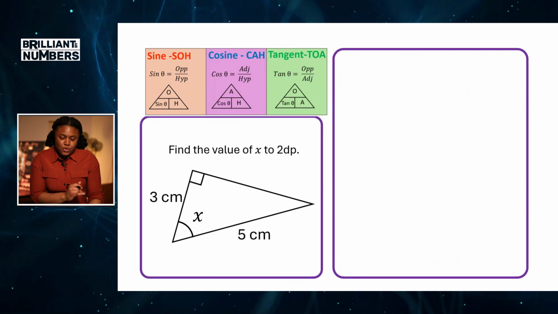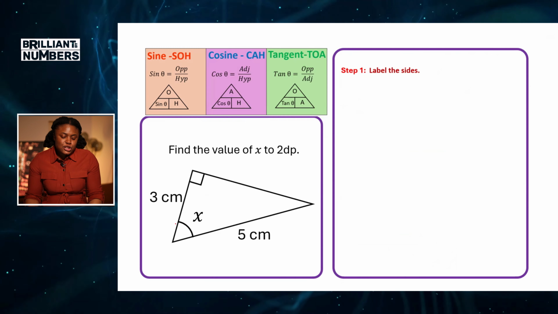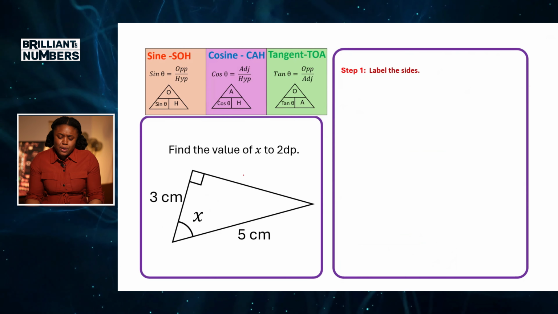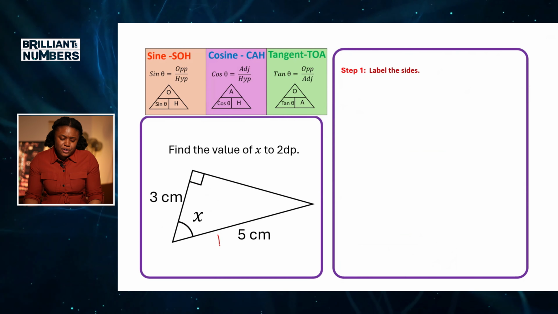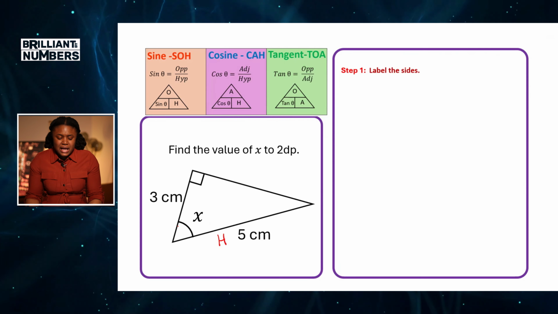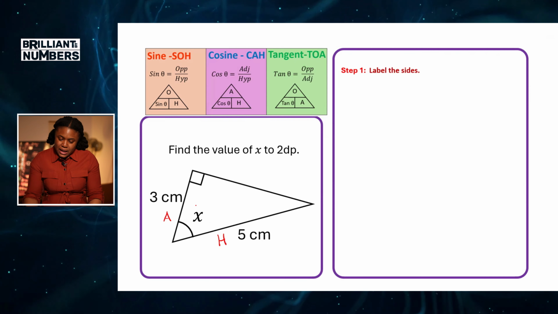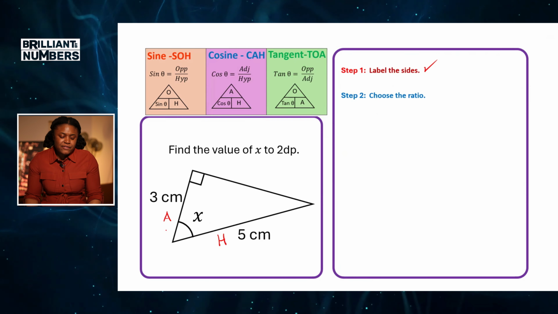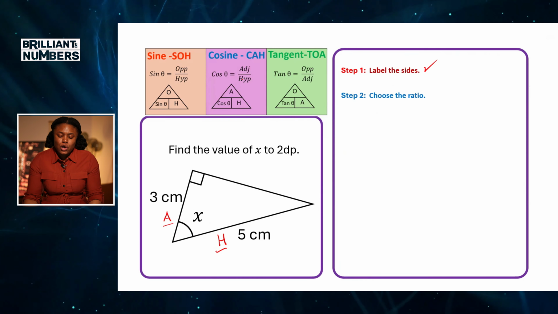Okay, so we're moving to another example. Step 1, I need to label. So I go to my angle, and I recognize I do not have my opposite side. My hypotenuse faces my right angle. Orientation doesn't matter. And also I have my adjacent side. So I have labeled. I am now going to choose my ratio. I've got A and H. So I know I'm working on cos.